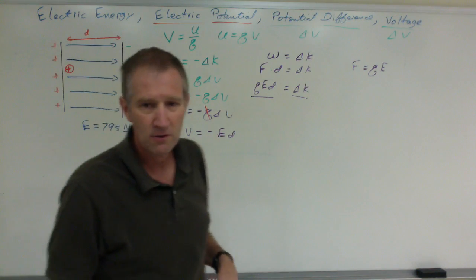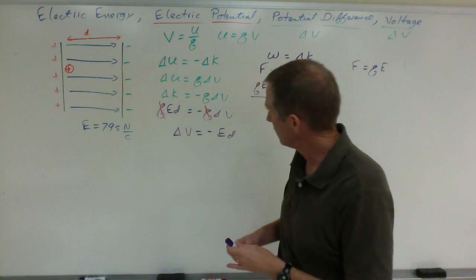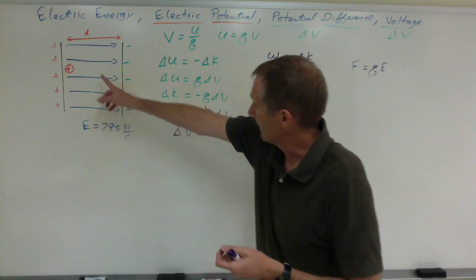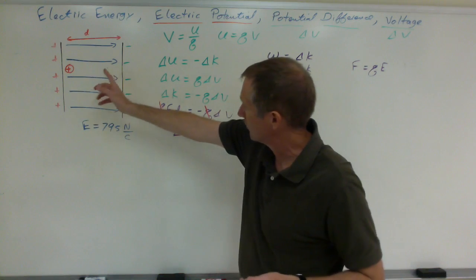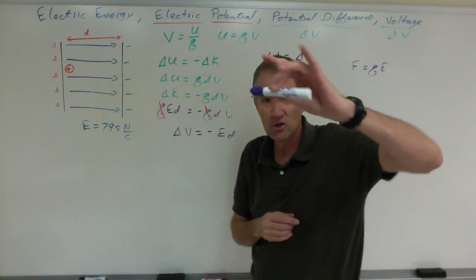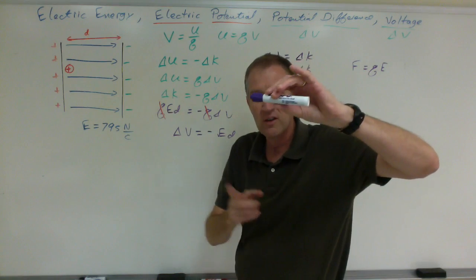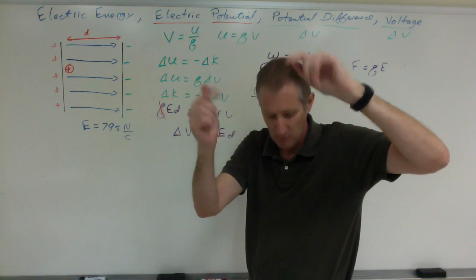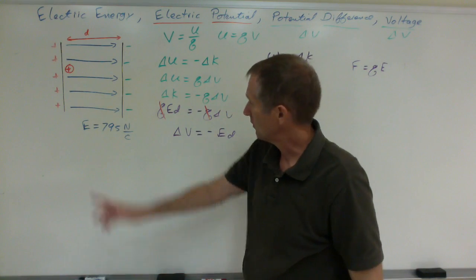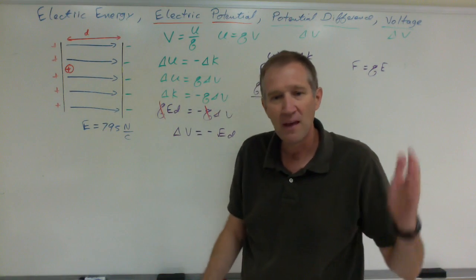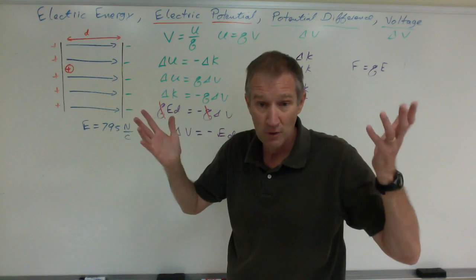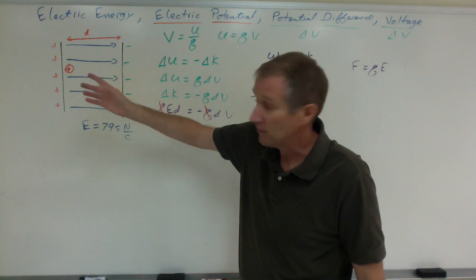Positive charges always accelerate from higher potential to lower potential. Totally makes sense. Just like my whiteboard marker accelerates from a higher potential to a lower potential. Positive charges accelerate from a higher potential to a lower potential. They go downhill, if you will, when you let go of them.